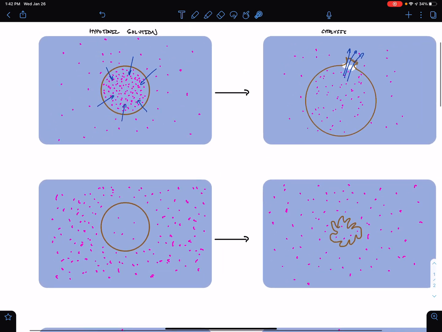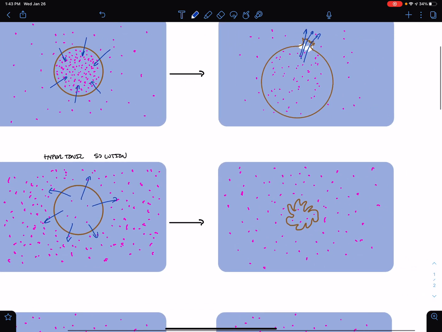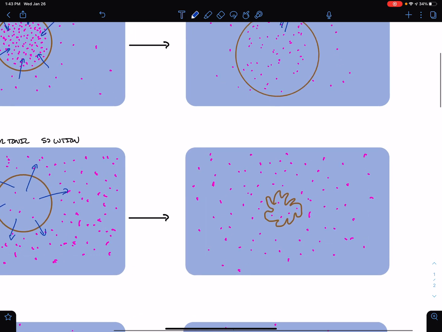Our second situation is exactly the opposite. Now we have a higher concentration of salt outside the cell and a higher concentration of water inside the cell relative to outside. This is what we call a hypertonic solution. In this situation, water is going to rush out of the cell, and the cell is going to lose mass. It will shrivel, and this is called plasmolysis.